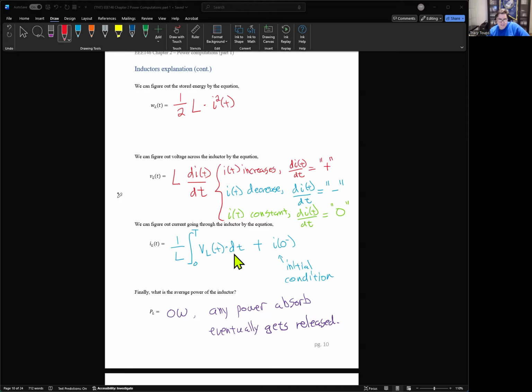dt has no, it's just like a little operator. It's not a variable itself. Okay. So that's this part. Now, the question is, what is this initial condition?